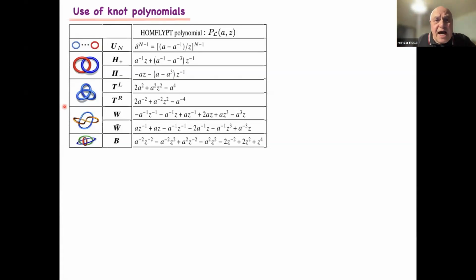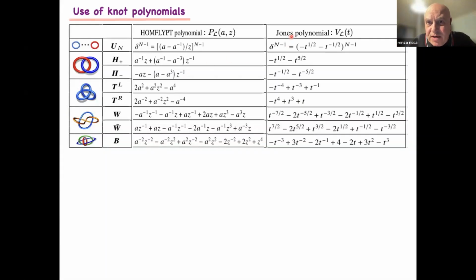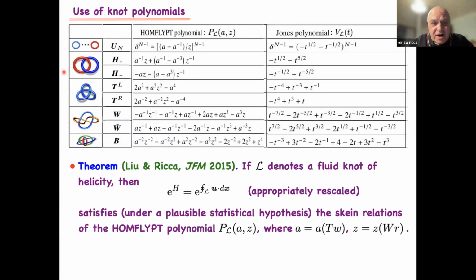Of course, we have other polynomials, as you know, and in particular the Jones polynomial. As you see, Jones polynomials give different polynomials, and it is a polynomial in the variable t, so one single variable rather than two. So what we do is investigate if there is any way to derive these polynomials from fluid mechanics. And the result is the following: it is a JFM paper, remarkably. The big result is not the theorem itself, it is to have published this in JFM.